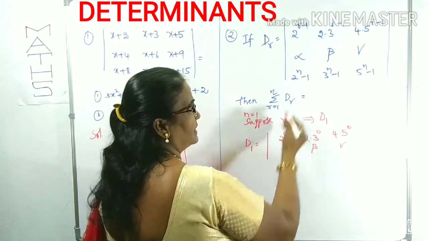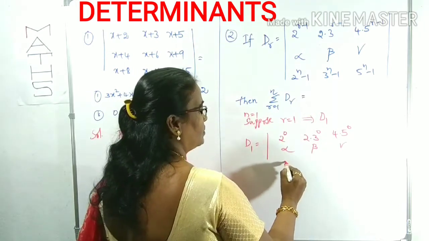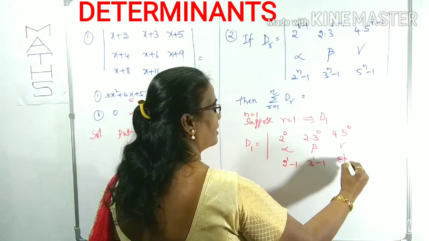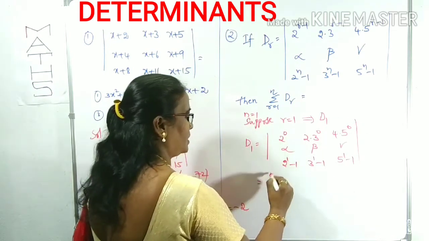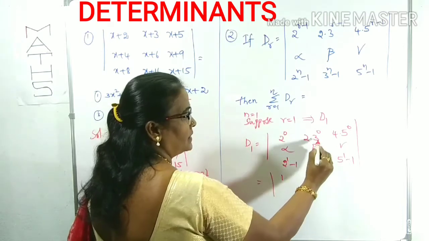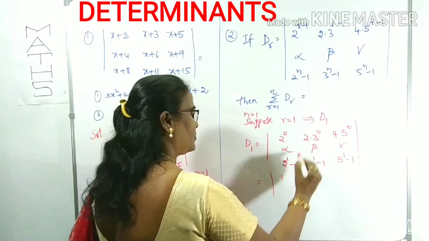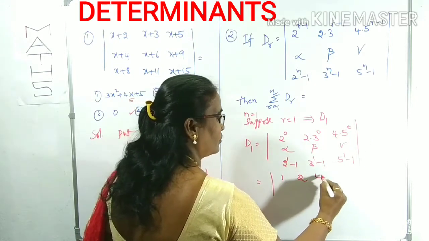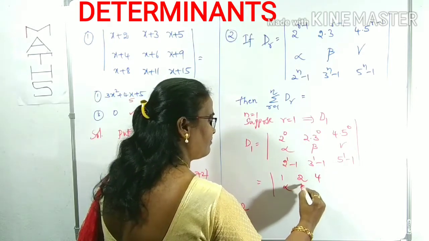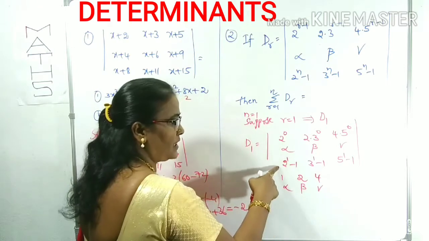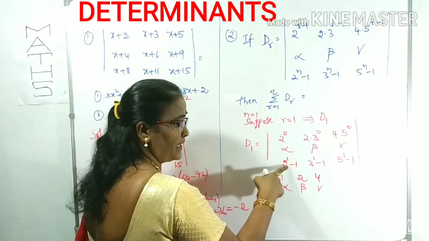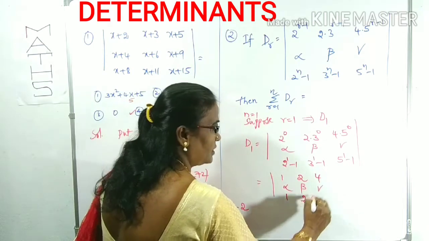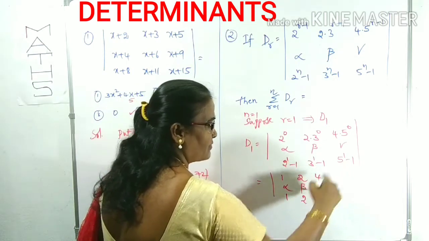Alpha, beta, gamma. In place of n, if you take 1: 2 power 1 minus 1, 3 power 1 minus 1, 5 power 1 minus 1. This is 2 power 0 is 1, 3 power 0 is 1, 1 into 2 is 2, 5 power 0 is 1, 4 into 1 is 4. Second row is as it is: alpha, beta, gamma. What about third row? 2 power 1 is 2 minus 1 is 1. 3 power 1 is 3 minus 1 is 2. 5 power 1, 5 minus 1 is 4.